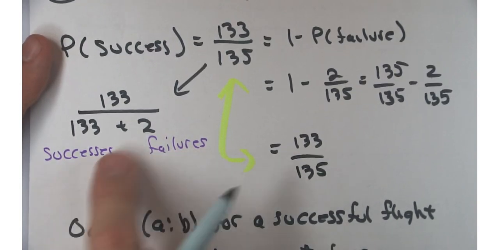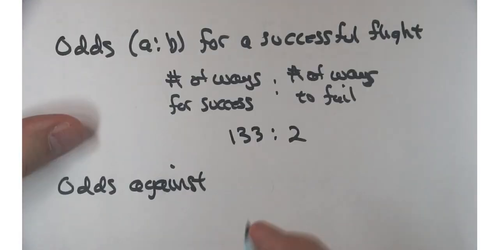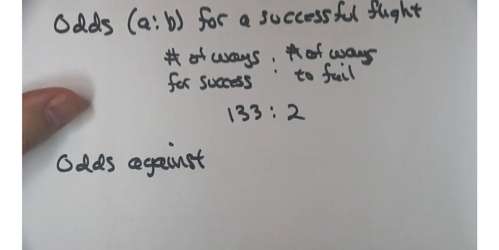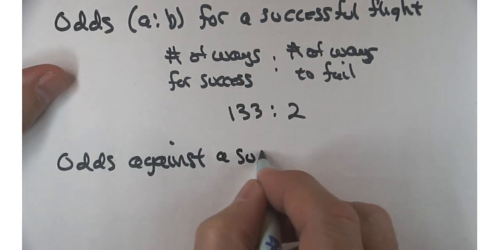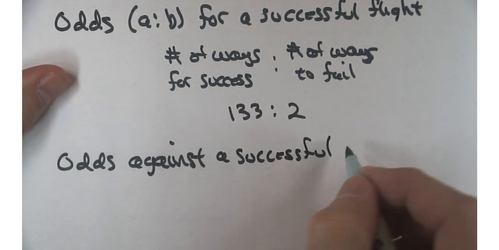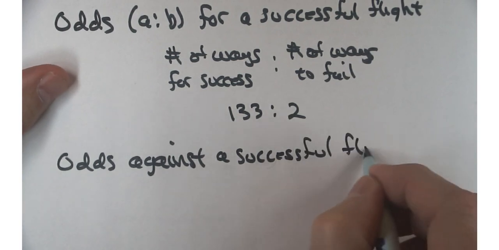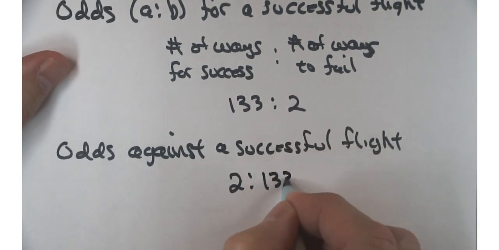that total is your 135. Okay, I see. So, I understand that. Yeah, I appreciate that. What do you think the odds against a successful flight would be? Wouldn't it be flipped? Yeah, it'd be exactly flipped. Thanks, Lisa. So the odds against a successful flight would be 2 to 133.